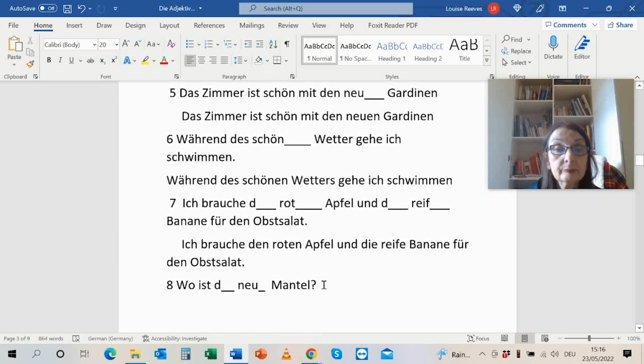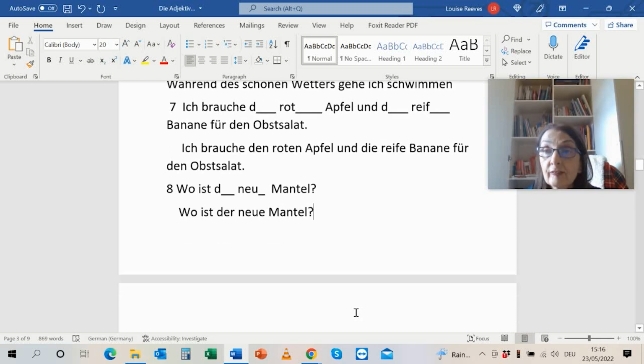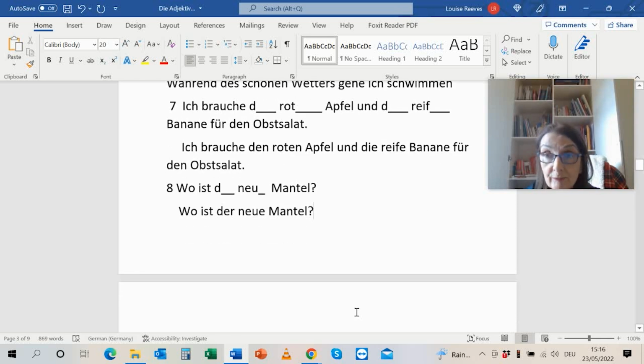Here we have again, wo ist, and again, the verb to be always takes the nominative case, so then: der neue Mantel. So that's after the definite article.